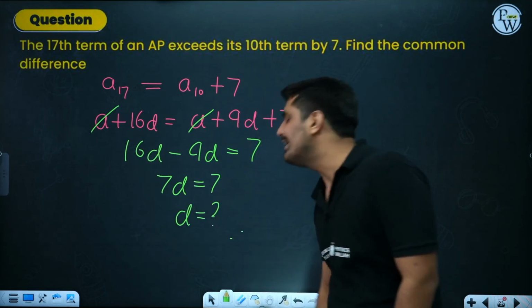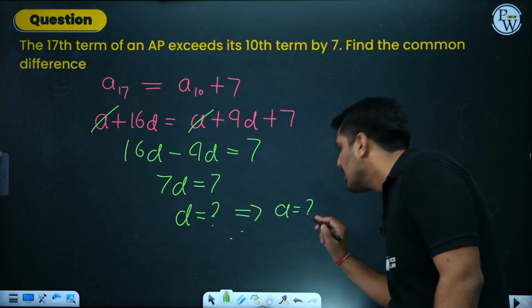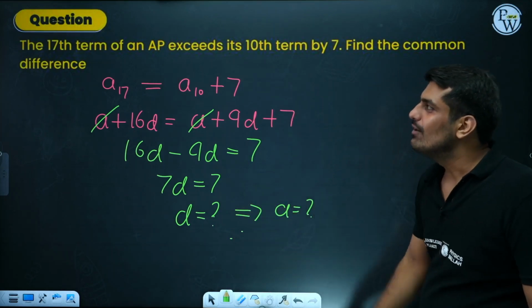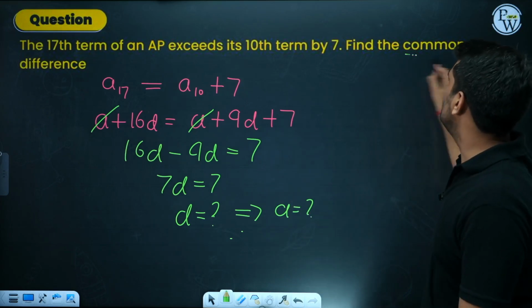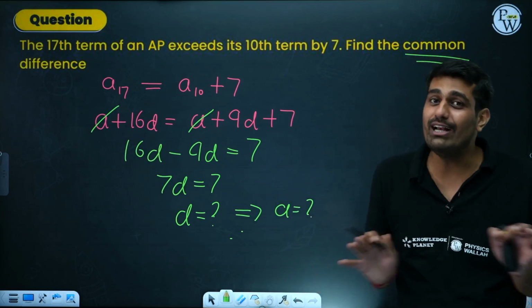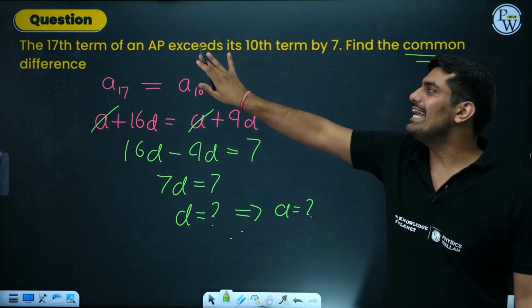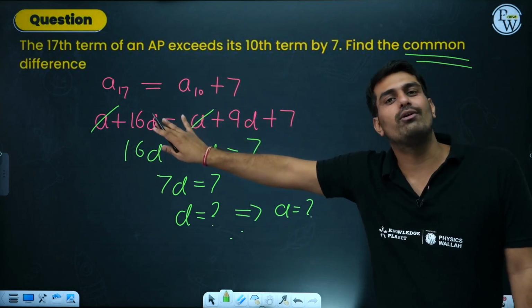Once you have calculated D, you can always calculate A. But what did they ask? They asked only the common difference. That will come out to be 1. As simple as that. The question is done. No need for any further calculation. You are saved over here. But the point is, in case of a word problem also, arithmetic progression can be asked.